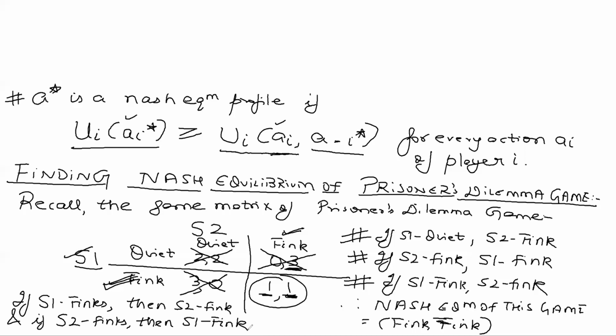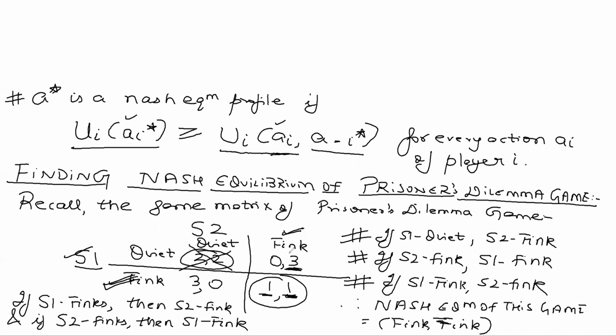Why? Because you go to any action profile, you will deviate. If you want to check once again, we can check once again. So I am erasing the crosses and I am checking it once again. Let us check, is quiet, quiet a Nash equilibrium? If suspect 1 remains quiet, what will suspect 2 do? Suspect 2 will think because 3 is more than 2. So we will not land up here. This is not the Nash equilibrium.